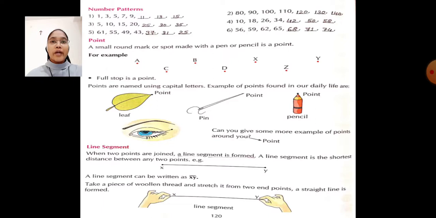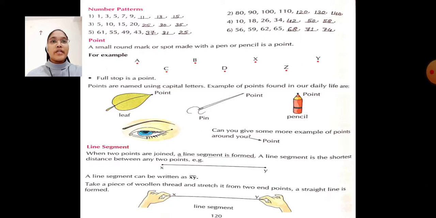Next, number patterns. Number 1: 1, 3, 5, 7 and 9 is given. Here each time how many numbers are skipped? 1 number. So in the blank you have to fill, skipping every time 1 number. Okay. After 9 you have to write 11, then 13, then 15.